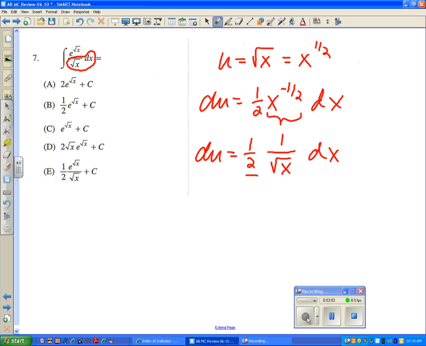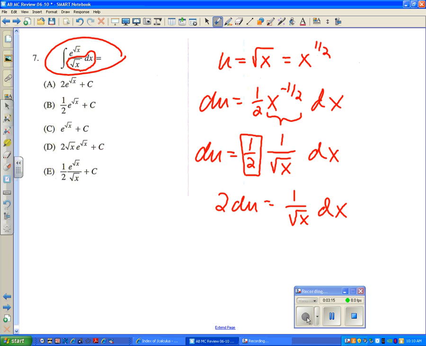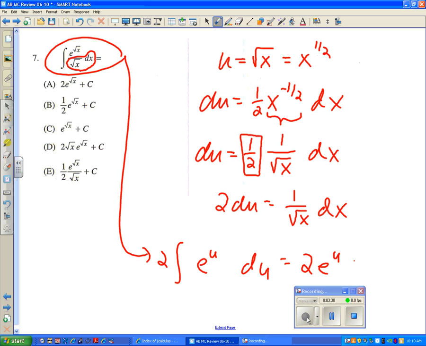But we don't have this 1/2. So we're going to double both sides, and say 2 du equals 1 over radical x dx. So I put in 2 out front with a du to take the place of the 1 over radical x dx. And then I'm going to have e raised to the u power. That, of course, is 2 e to the u plus c. If we back substitute, we are talking about choice A. A is our answer.